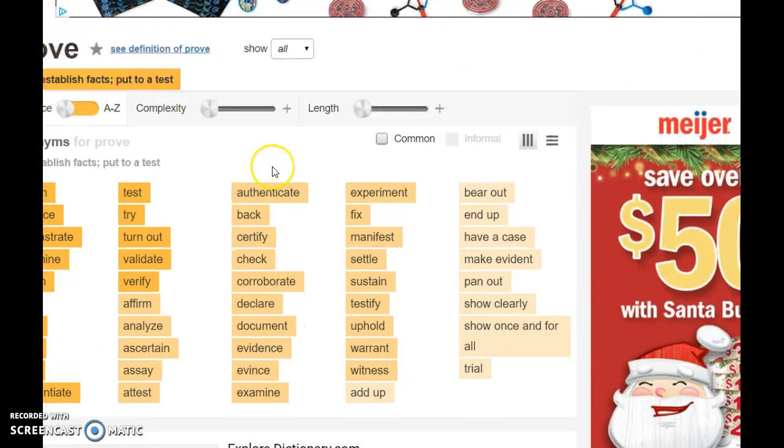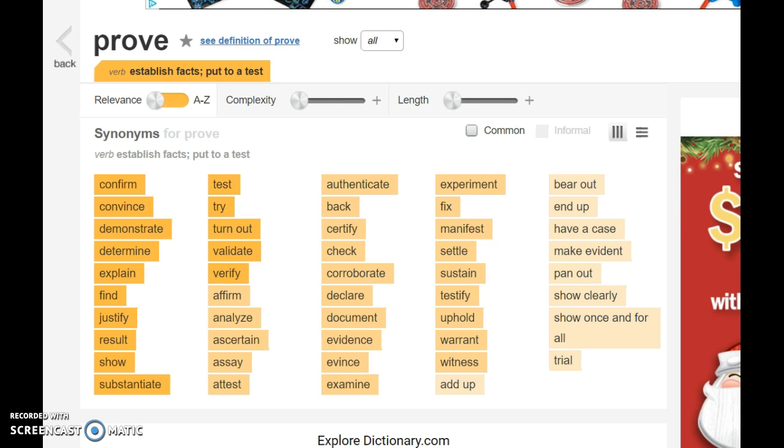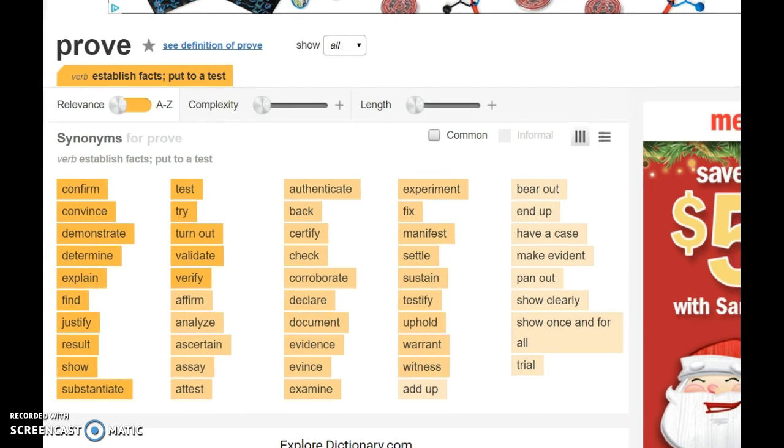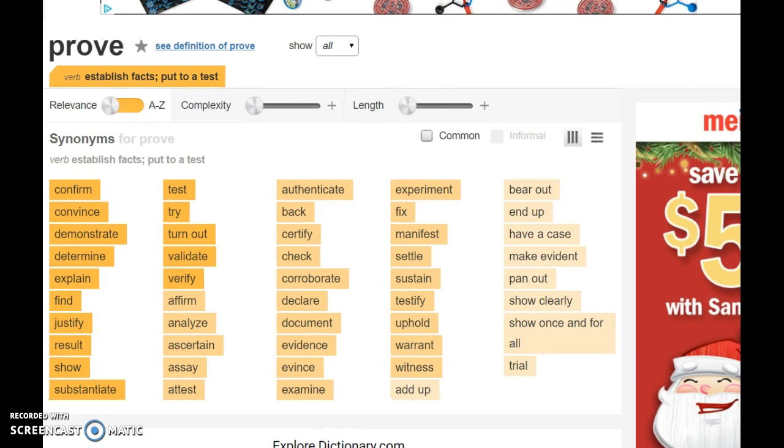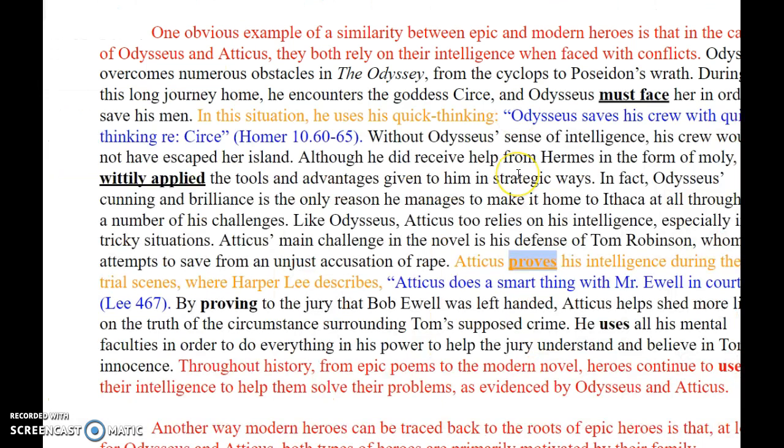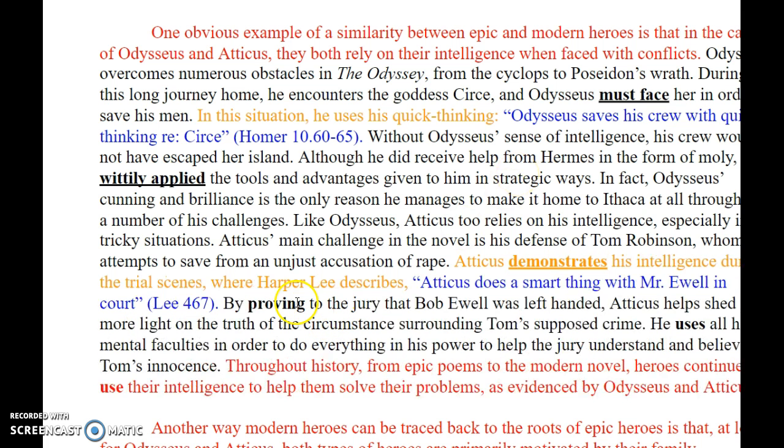We've got a lot of choices. So you can see Atticus demonstrates. That would be a nice one. And then I can keep the other one, but you just don't want to have a bunch in a row.